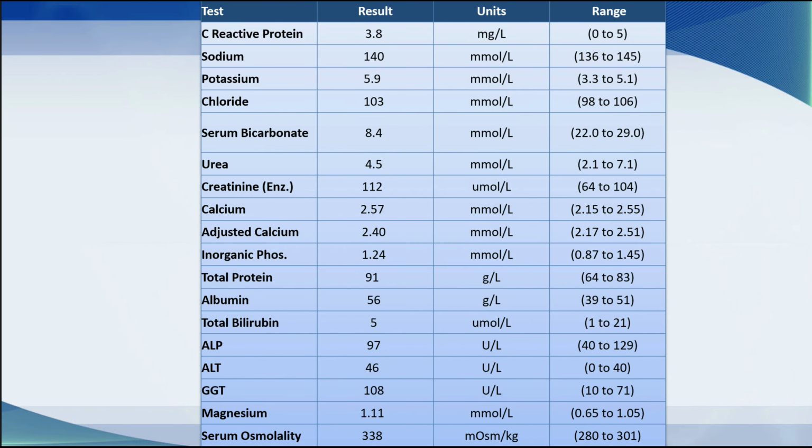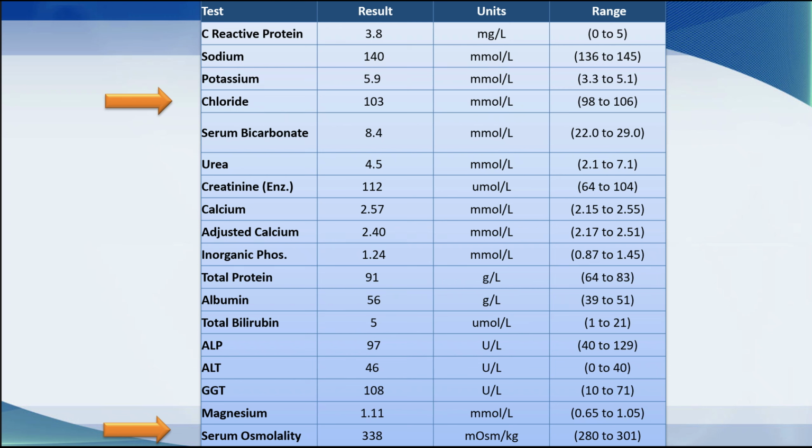Here are the rest of his labs, and you'll note that his chloride is normal and his creatinine is modestly elevated. But if you scroll all the way down to the bottom of this picture, you'll see a significant anomaly. And that's the serum osmolality. Now, that was measured in this case, and the osmolality here is very high. It's 338 milliosmoles per kilogram.